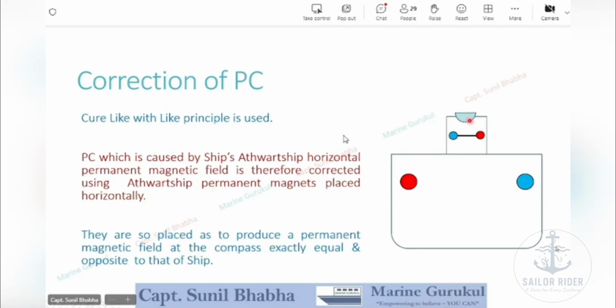Now on top you see this represents the binnacle of the magnetic compass, and in the binnacle we keep the corrector magnet. This small magnet on top is the corrector magnet. The holes are made in the binnacle in the Athwartship direction, and these magnets are placed in those holes, making sure that the ends of the corrector magnet are opposite to the ends of the ship's permanent magnetism in the Athwartship direction.